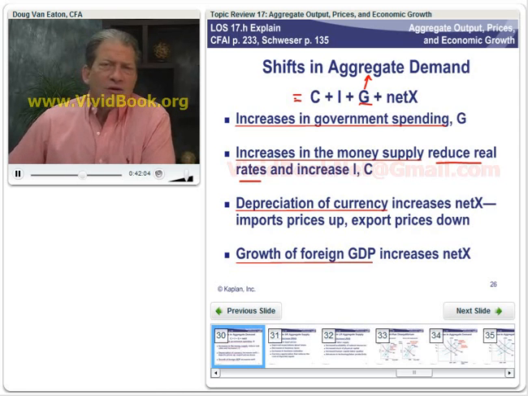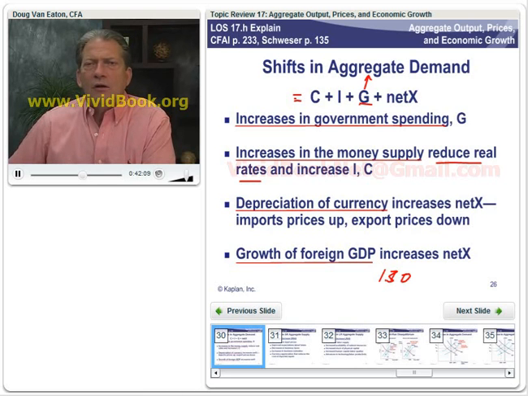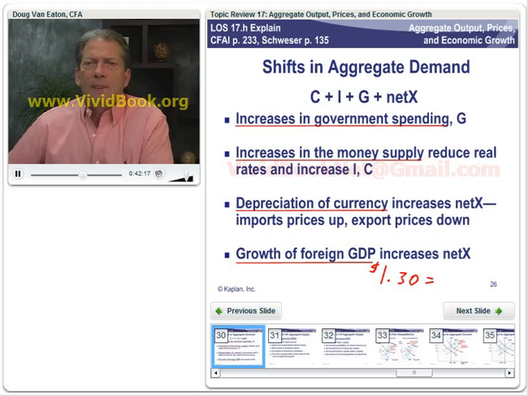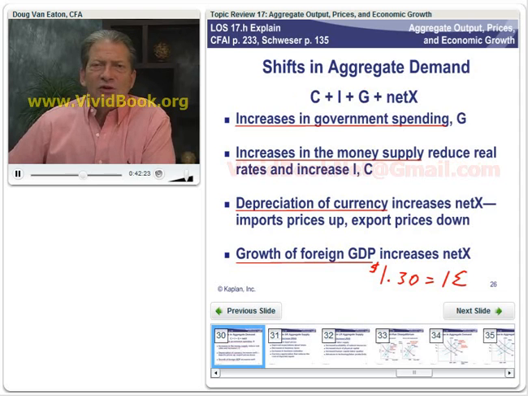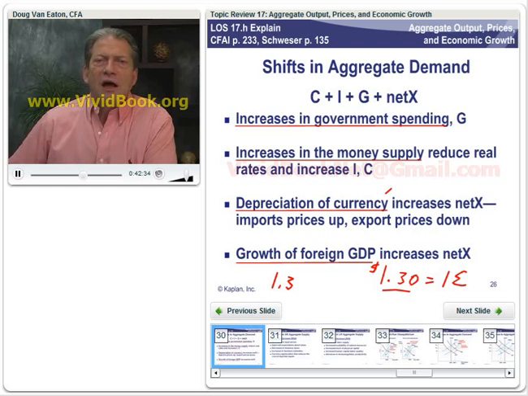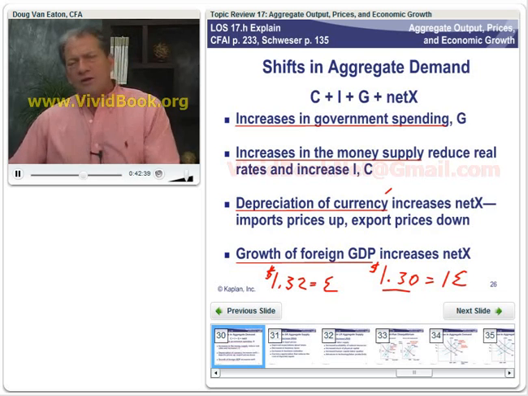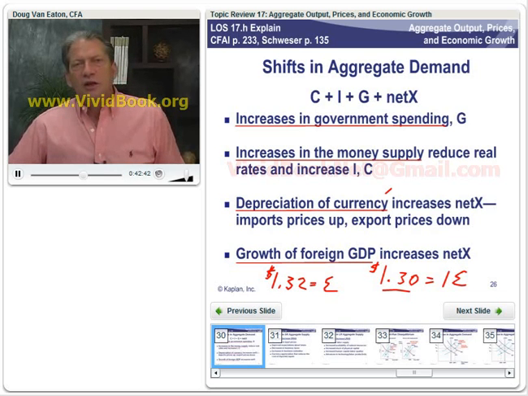So if the current exchange rate were, I'll start over. Here, I can start over this way. Let's say it's $1.30 US per euro. Well, if the US dollar depreciates, that means this number goes up. If the US dollar gets less valuable relative to the euro, then maybe it takes $1.32 to buy a euro. So an increase in that number right there, that's a depreciation of the currency.